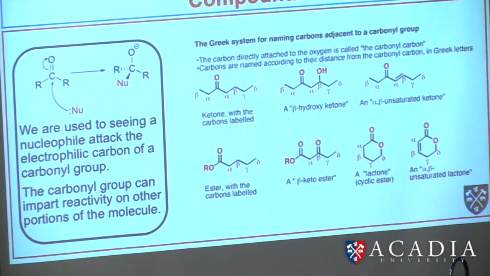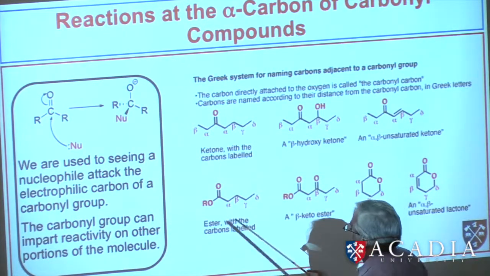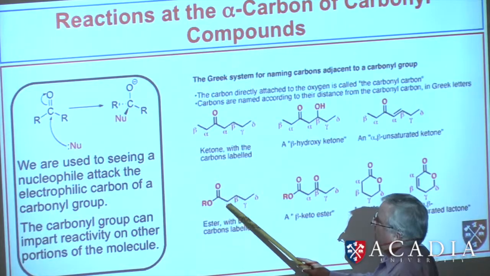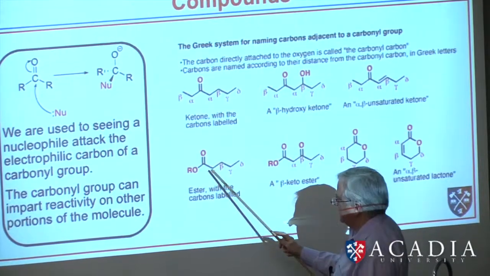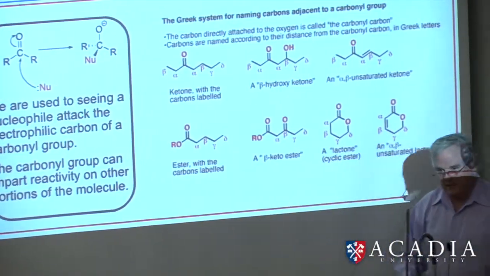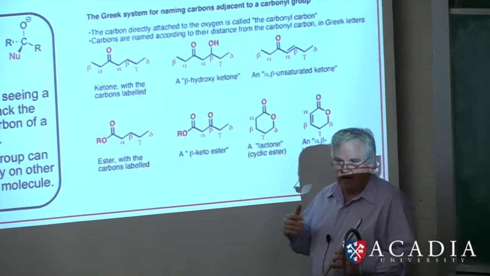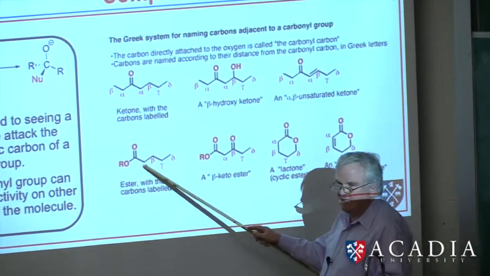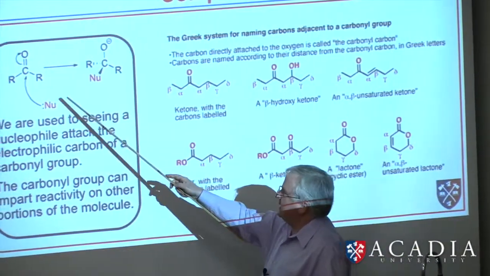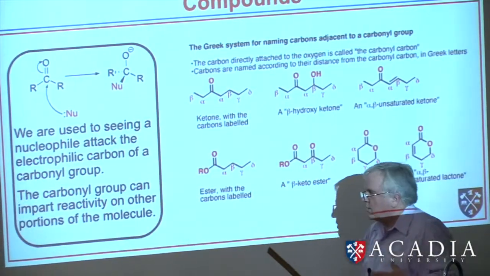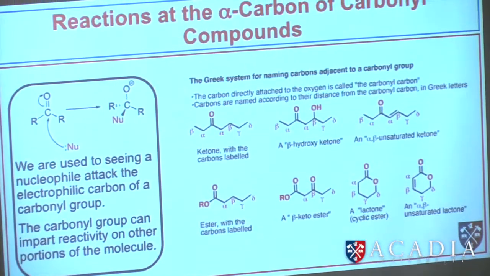In an aldehyde, there would only be one alpha carbon. Do we have one up here? Well, we don't, but we have this. Here there's only one alpha carbon because on the other side it's interrupted by an oxygen, and that's a different functionality. So the alpha carbon is bonded directly to the carbonyl carbon. Because of the electron withdrawing nature of the carbonyl, that actually affects the acidity of the protons that are on that carbon. So we're used to seeing a nucleophile attack the electrophilic carbon, but what we're going to find out today is that the carbonyl group can impart a different reactivity on other portions of the molecule.